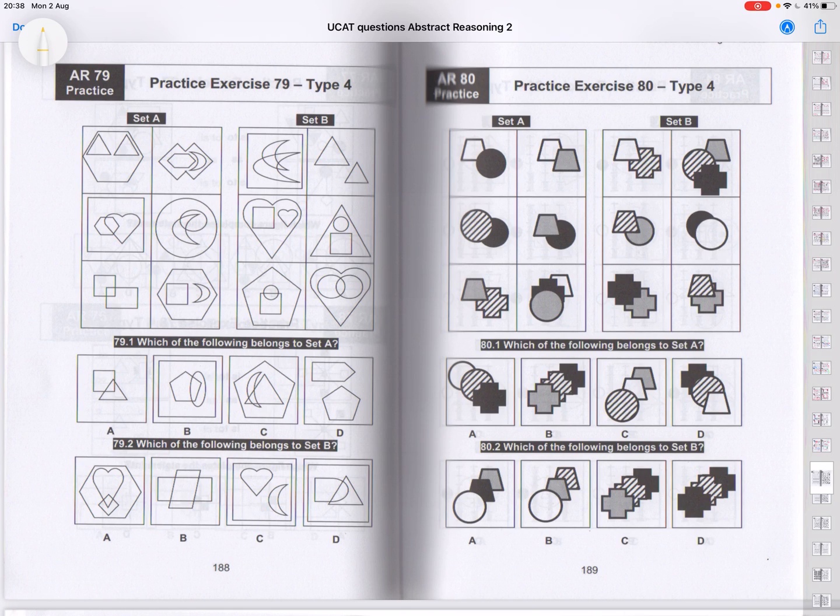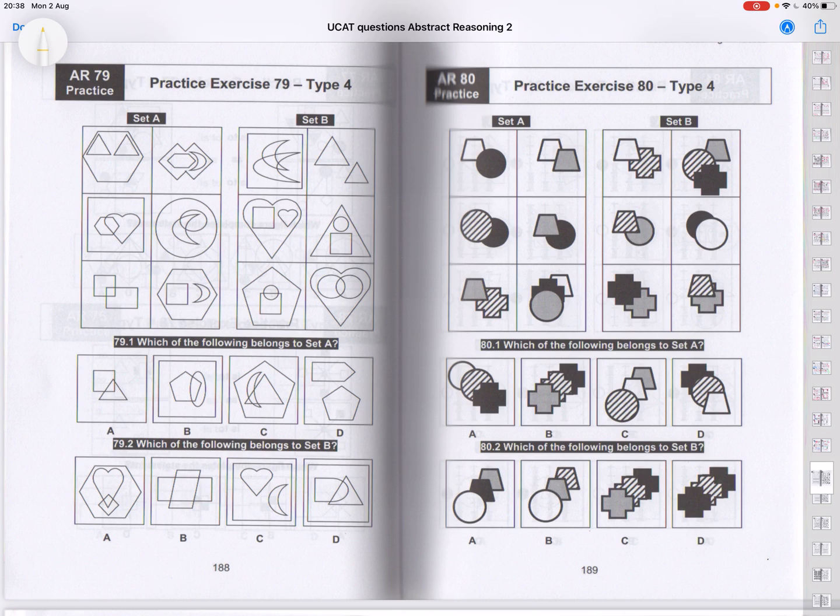But instead of having to designate which set each object belongs in, in other words A, B or neither, which is what you have to do with type 1, now you have to pick out of 4 objects which one belongs to set A and which object belongs to set B. So these are a little bit different to the original type 1s, but they've got a lot of similarities.